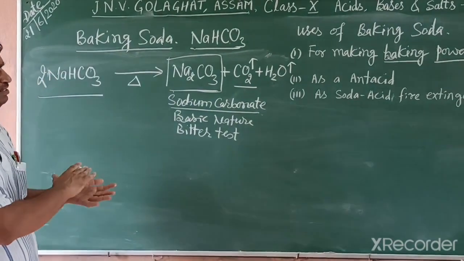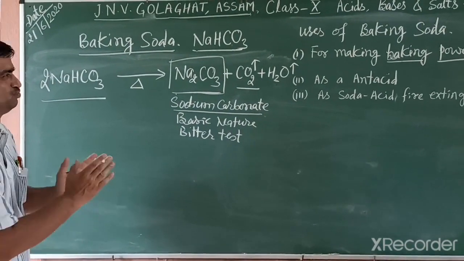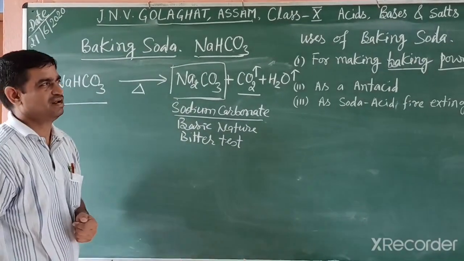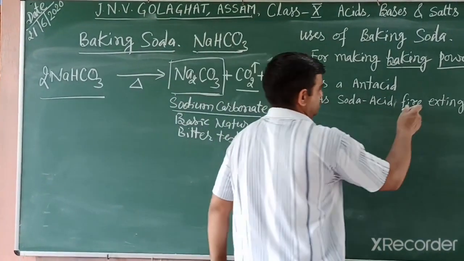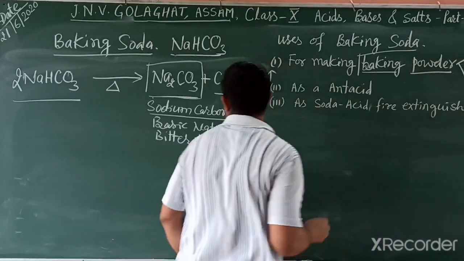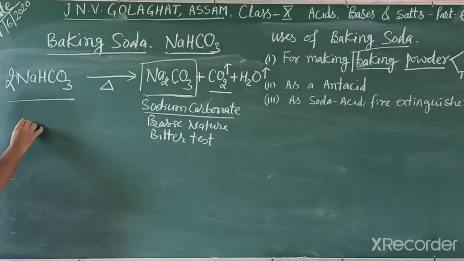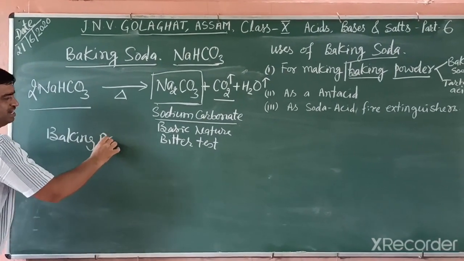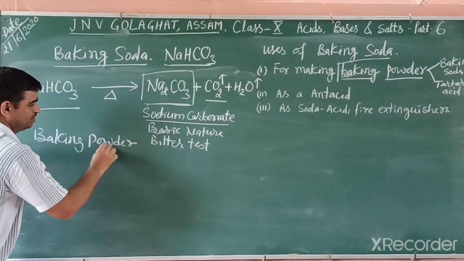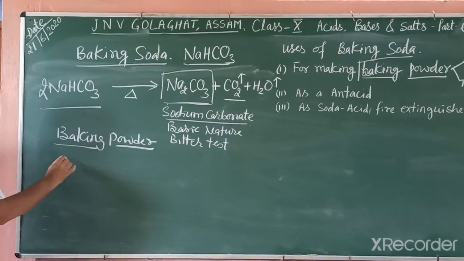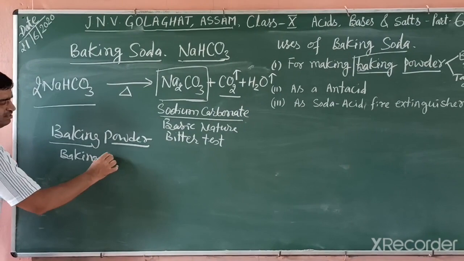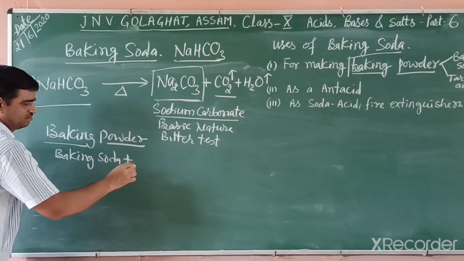So how can we neutralize this bitter taste? We mix an acid into the baking soda, that is tartaric acid. So baking powder is a composition of two chemicals. One is baking soda, the other one is tartaric acid.